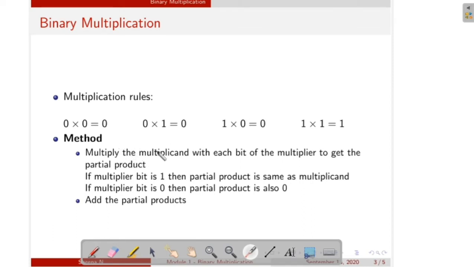So the method for multiplying two binary numbers is, we have the multiplicand and multiplier. First we multiply the multiplicand with the multiplier. If the multiplier bit is equal to 1, then the partial product is same as the multiplicand. If the multiplier bit is 0, then the partial product is 0. Then we add all the partial products.